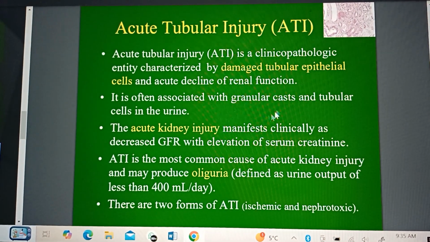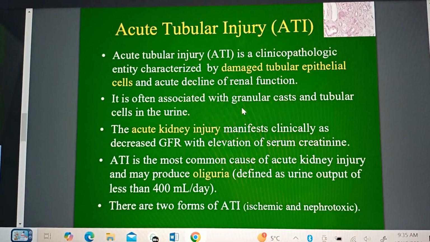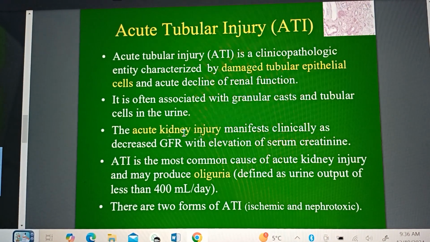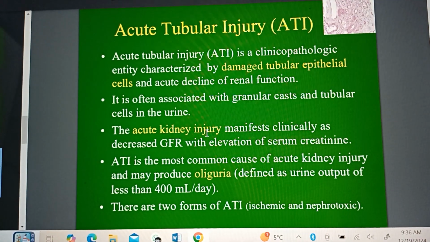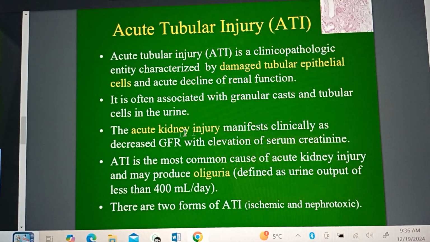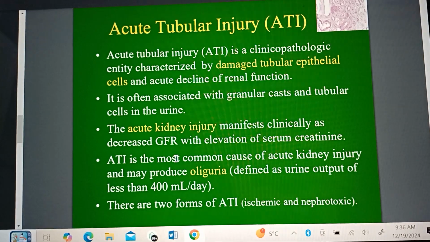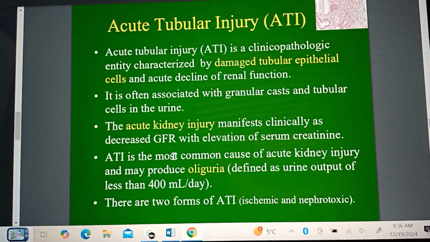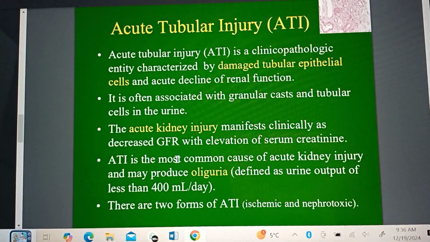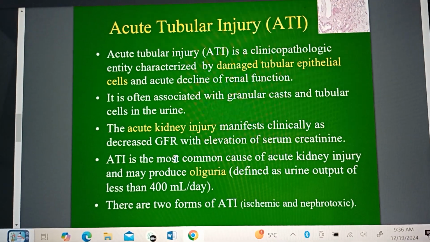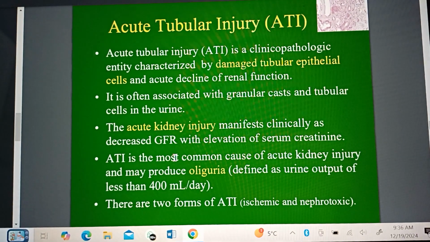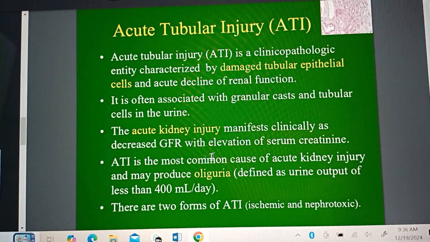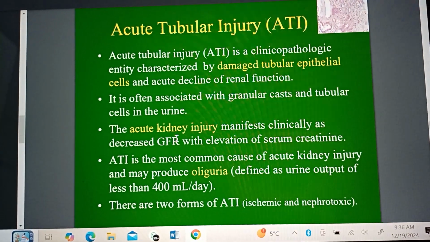So whenever we use the word granular cast, it shows the damage to the tubular epithelial cells. And again, there can be acute kidney injury. Whenever the injury to the kidney is acute, the GFR will decrease, because the functional unit of the kidney, the glomeruli, are tufts of capillaries. If the kidney is injured, the glomeruli are damaged, so the glomerular filtration is decreased and serum creatinine level will increase. So these are the two investigations for acute kidney injury.